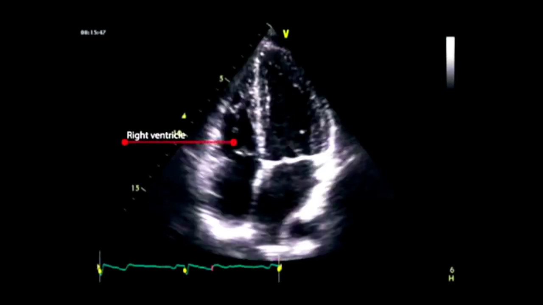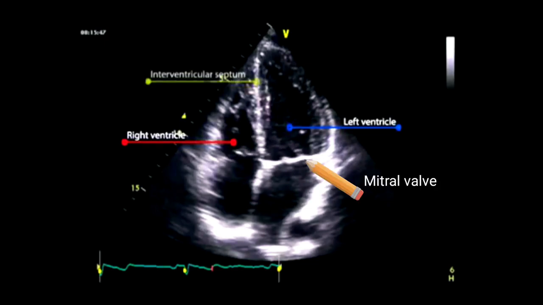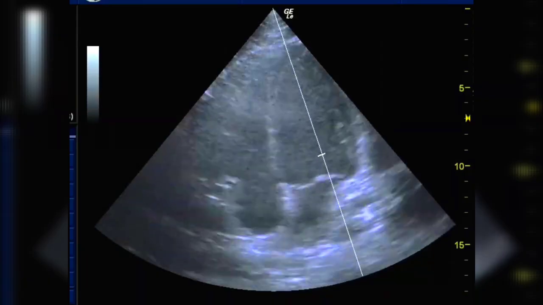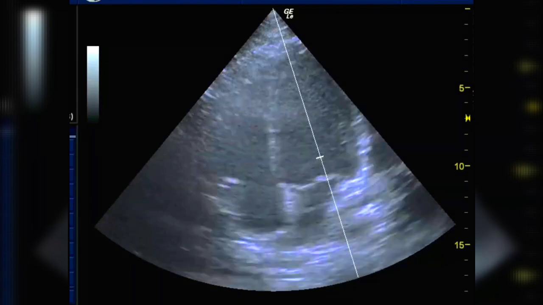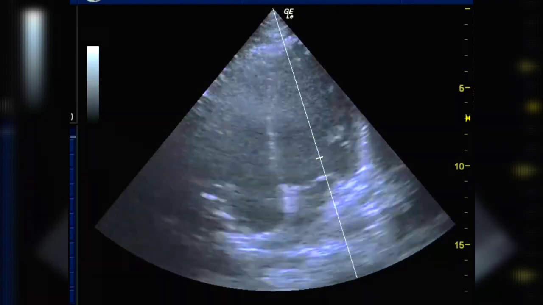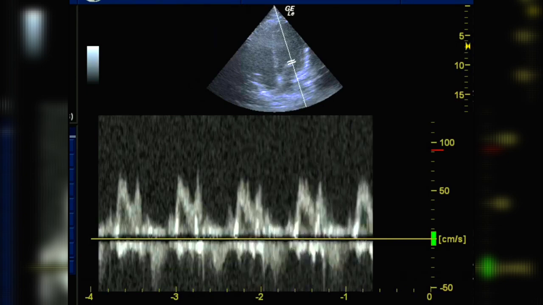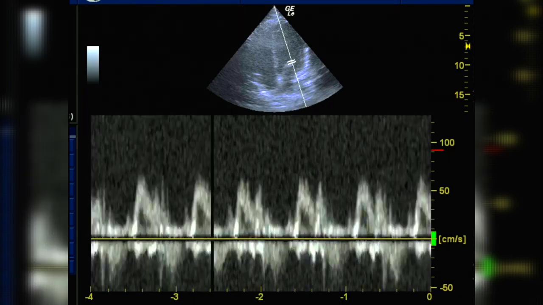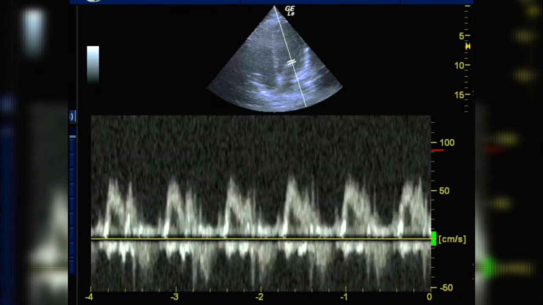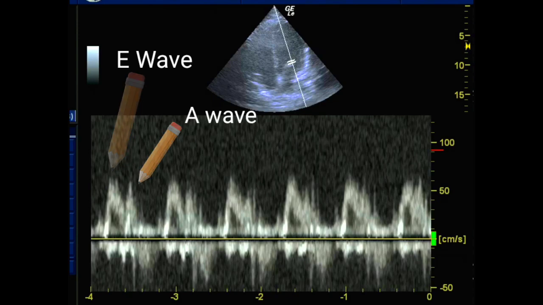So what we have to do is take a good apical four chamber view and put the pulse wave gate on the mitral valve leaflet as shown in the demonstration. This way we will get a typical mitral inflow pattern consisting of E wave and A wave.